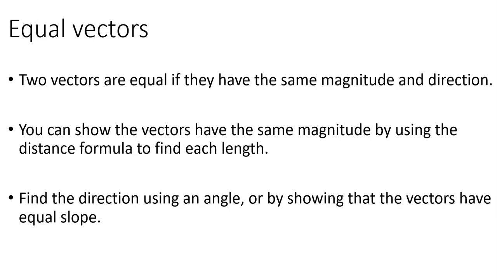Here we extend what we did in the last lesson on vectors. Last lesson we talked about what a vector is, how to calculate magnitude and direction, and then how to use head minus tail to bring things back to the origin, and how to add two vectors. Now we're going to start talking about equal vectors.